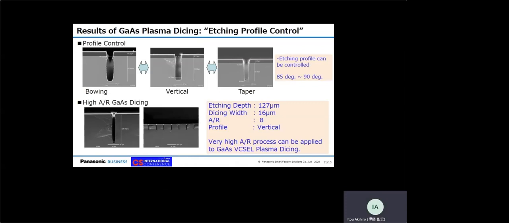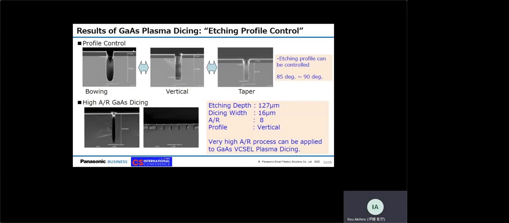Furthermore, I would like to show Panasonic's etching profile control by tuning plasma dicing conditions. This slide shows the result of gallium arsenide etching profile control. Firstly, I show profile control. The left side SEM image is a bowing profile, the center SEM image is a vertical profile, and the right side SEM image is a taper profile. Etching profiles can be controlled by tuning plasma dicing conditions as shown in these SEM images.